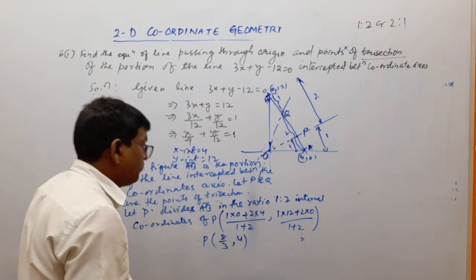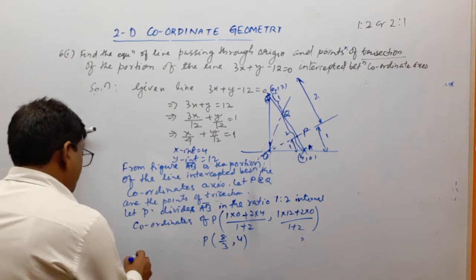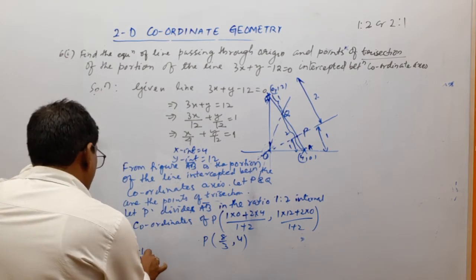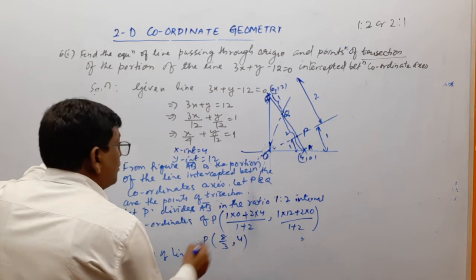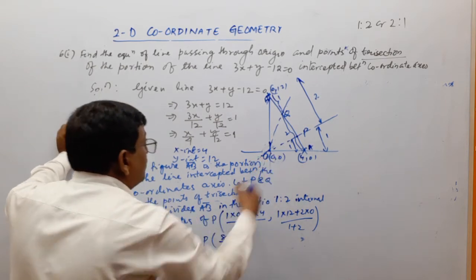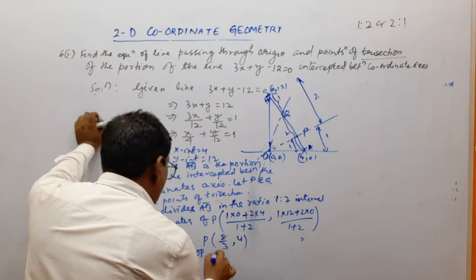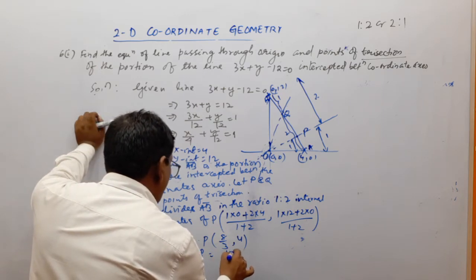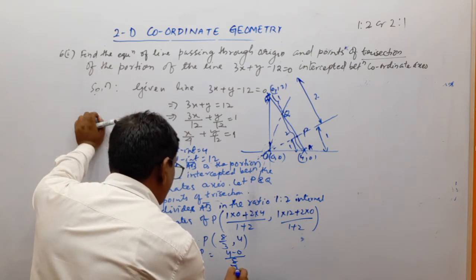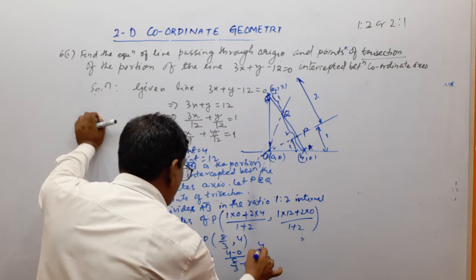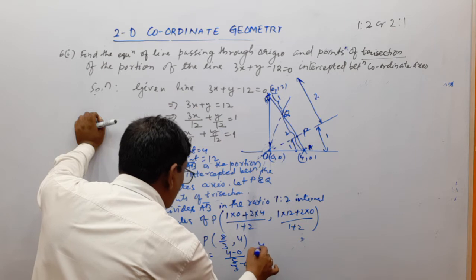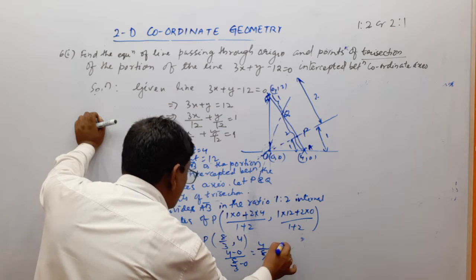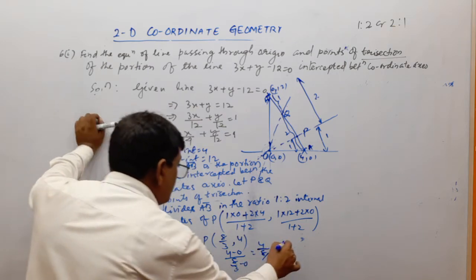Now slope of line OP. This will be O(0, 0). Slope of line OP is equal to 4 minus 0 divided by 8 by 3 minus 0. That is 4 divided by 8 by 3. So this is 3 by 2. M is equal to 3 by 2.